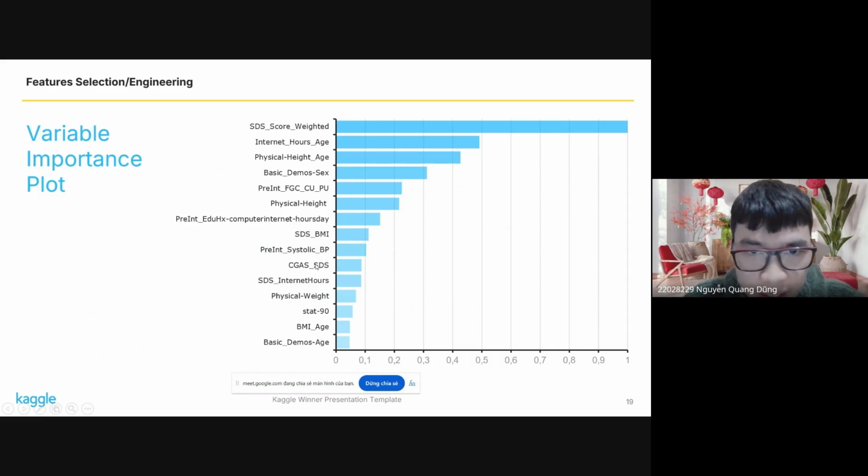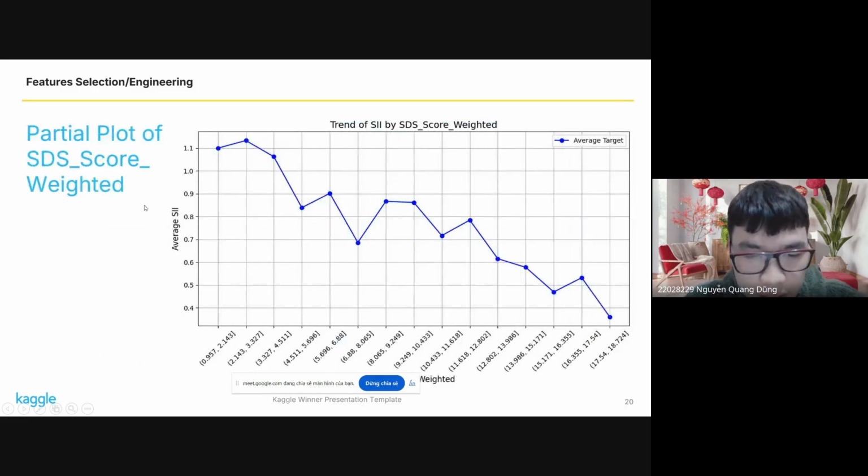And starting from the 10th feature, the importance drops below 0.1, meaning that these features might contribute less to the prediction. This is the plot showing the relationship between the SDS score weighted, which is the most important feature, and the SII column. So there is a clear decreasing linear trend right here. The higher the SDS score weighted, the lower the SII values.